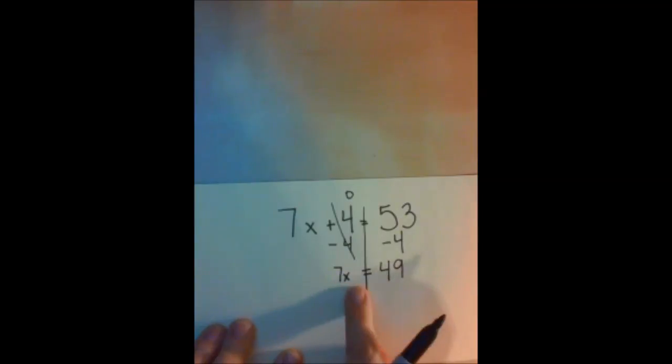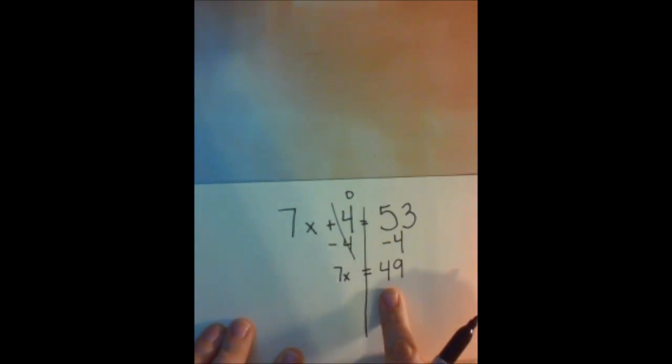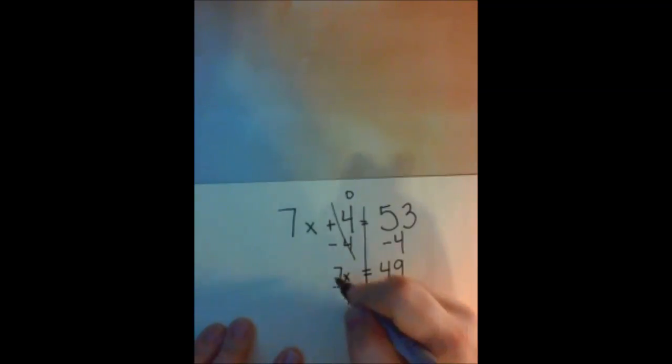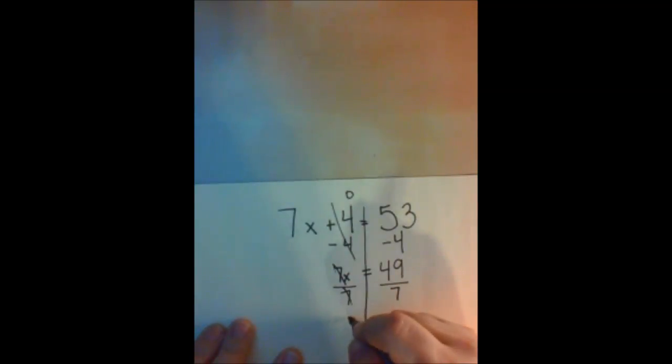Now I still don't have that x isolated. I have 7 times x equals 49. The opposite of multiplying by 7 is divide by 7. Once to each term, the 7's divide, leaving the x over there. 49 over 7 is 7.